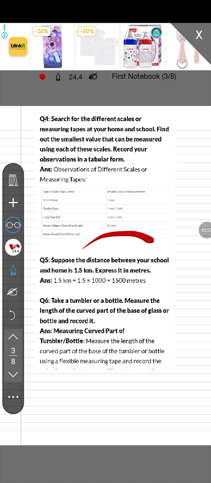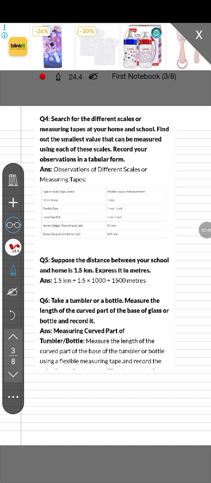Question number 5. Suppose the distance between your home and your school is 1.5 kilometer. Express it in meters. You have to change 1.5 kilometer into meter. So how will you change that into meter? Multiply by 1000. If you multiply by 1000, it is 1500 meters.